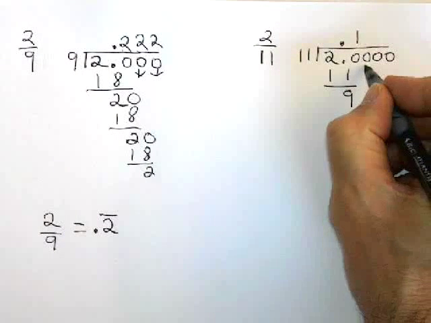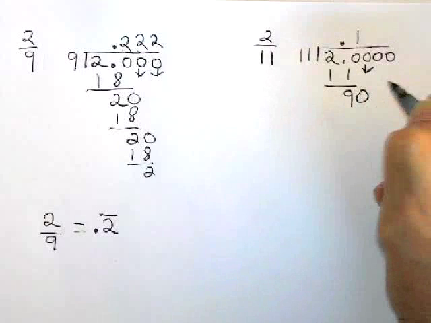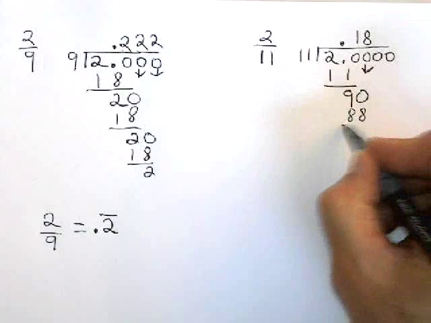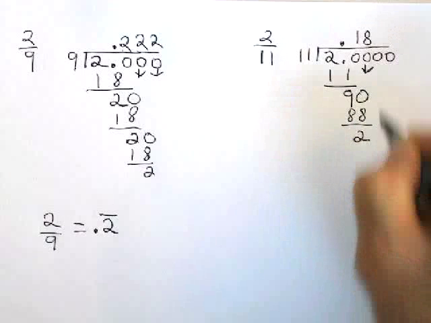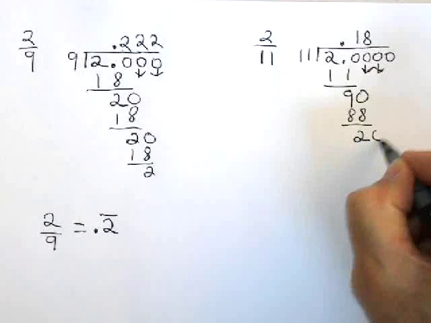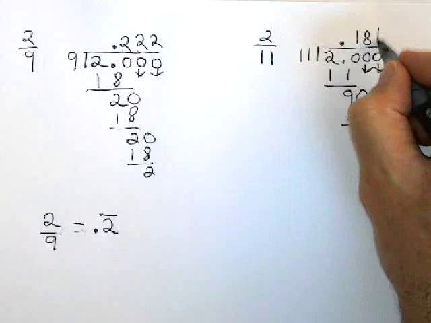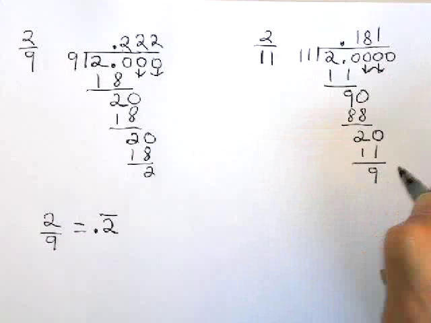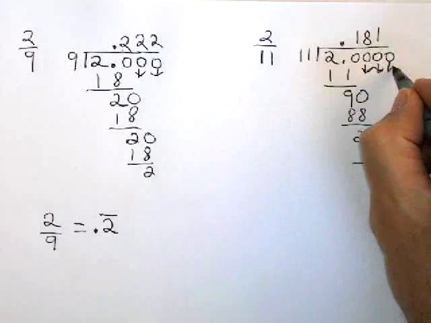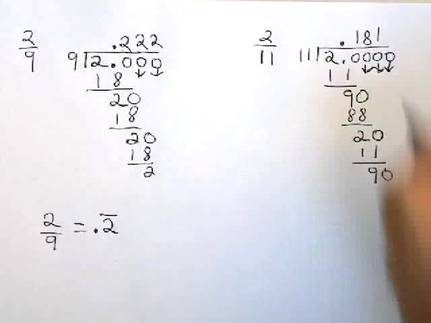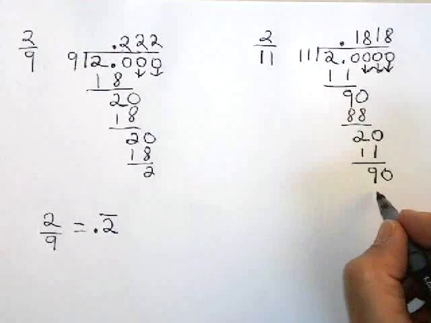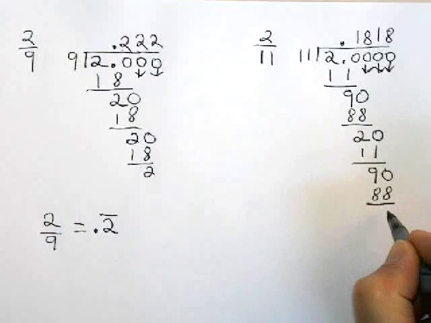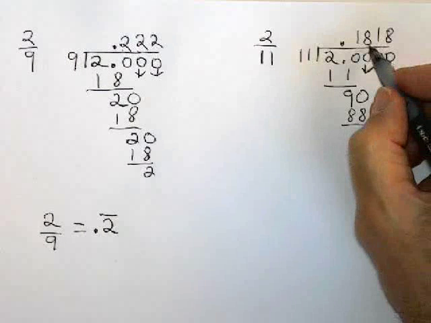I'm going to bring down my 0, and 11 will fit into 98 times, which is 88. And now I've got a 2, and I'm going to bring down a 0, and 11 will fit into 20 once. And I'm going to subtract again, and that's going to give me a 9. And if you feel like I'm being repetitive, I am, because I seem to be doing the same thing over and over again. And as you can see here, our quotient is repeating once again.